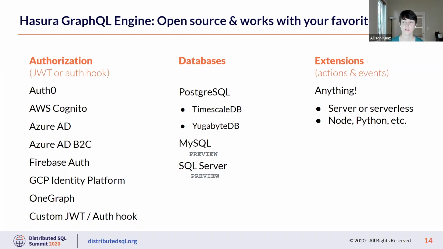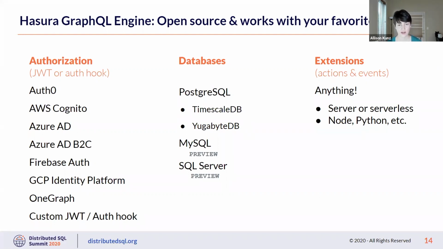This also is pretty unopinionated for what it does. So Hasura GraphQL Engine allows you to have kind of your choose your own adventure in terms of deploying these services. So with authorization, we work with pretty much any web token or auth-hook configuration, any cloud provider or any of these major services. We are increasing our database options. So anything Postgres compatible, so TimescaleDB, YugabyteDB, works out of the box.